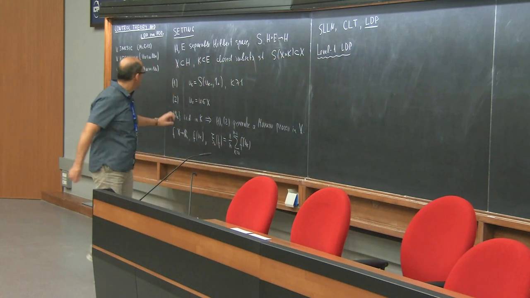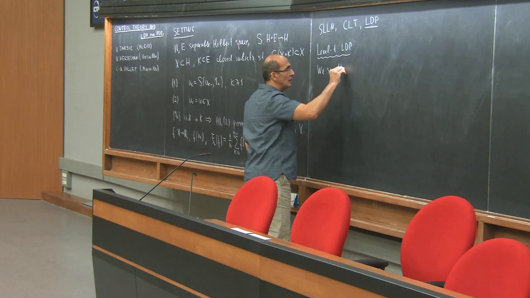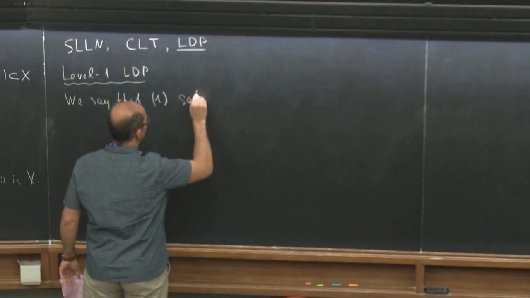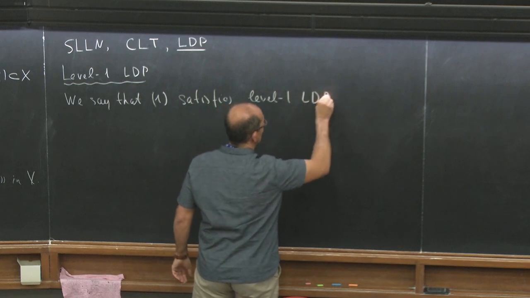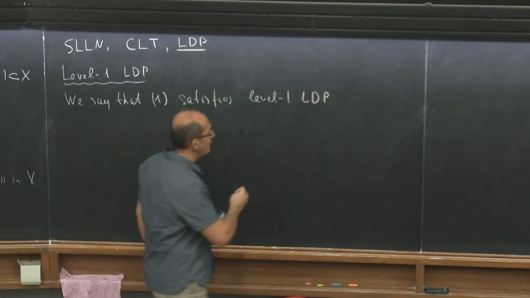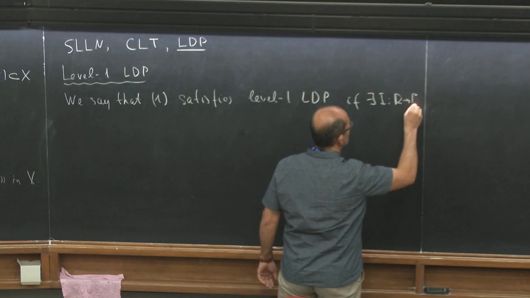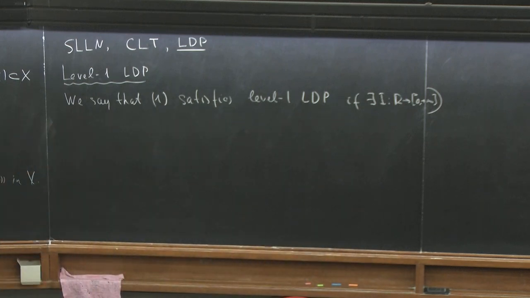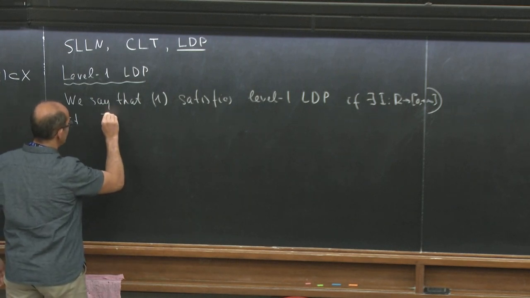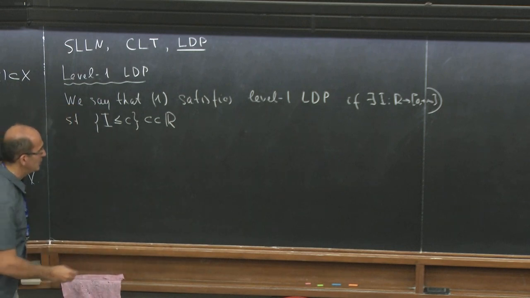So we say that f satisfies level one LDP, or I will sometimes say just one LDP, if there is a function I from R to [0, plus infinity], the plus infinity is not excluded, such that you have the following properties. First of all, if you consider the level sets or sublevel sets, this should be a compact subset of R. This is true for any C.